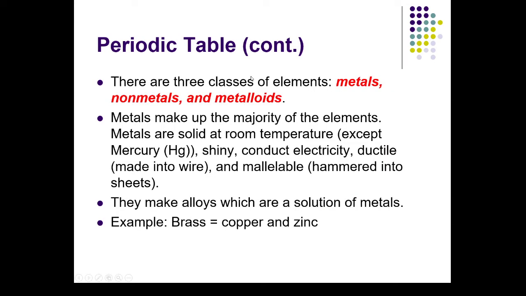So there are 3 classes, like I said: metals, nonmetals, and metalloids. Metals are the majority. Metals are solid at room temperature, except our friend mercury, which is a liquid. They're shiny, they conduct electricity, they're ductile, which means they can be made into wire, and they're malleable, which means they can be hammered into sheets. They make solutions. Alloys of metals are mixtures of metals, so brass, bronze, pewter, and steel are not elements. They're actually mixtures of metals, made to create new alloys.